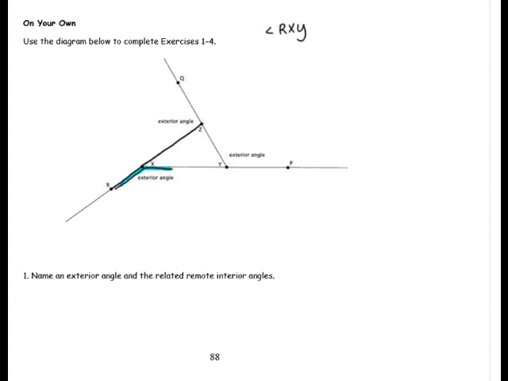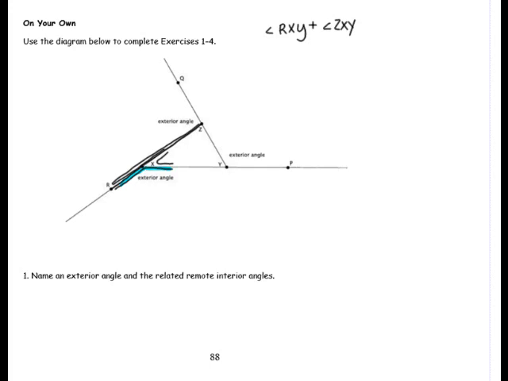What do we know about the degree of a straight angle? Well, we know that it is 180 degrees total, and we can see that this one is made up of two angles. So we have the exterior angle, RXY, and then we have this interior angle called ZXY. And these two angles make up the straight angle. And we know that if we add those together, they equal 180 degrees.